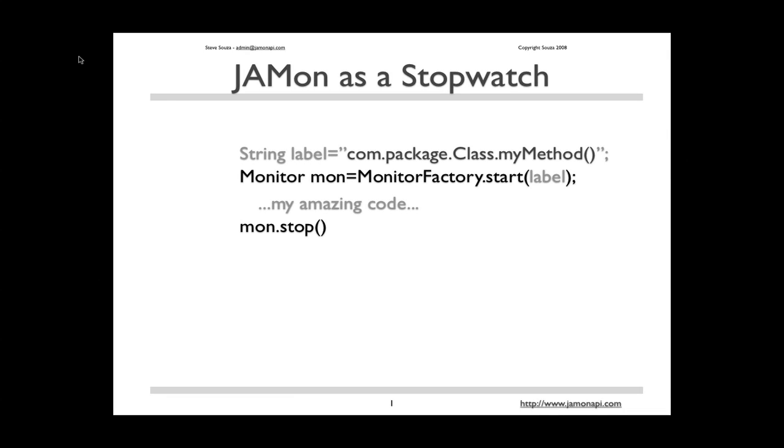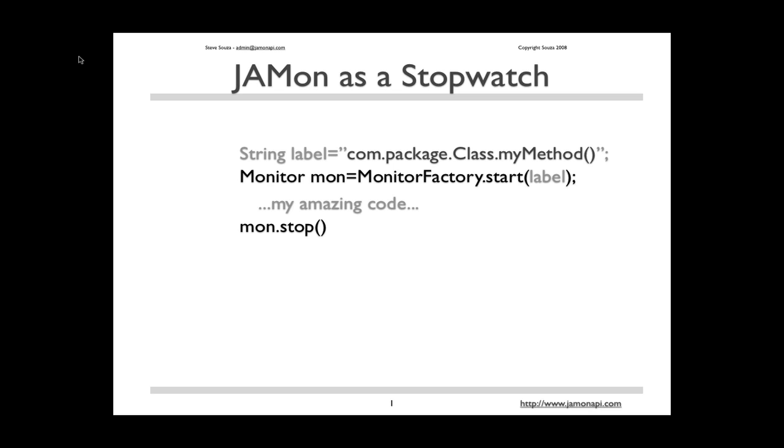JAMon is an open source API that allows you to see what's happening inside your program. It consists of start, stop, and add methods. The start and stop methods allow you to time your program much like a stopwatch would. And the add method allows you to track non-performance aspects of your system, like the number of bytes sent down a pipe or the number of exceptions your application throws.